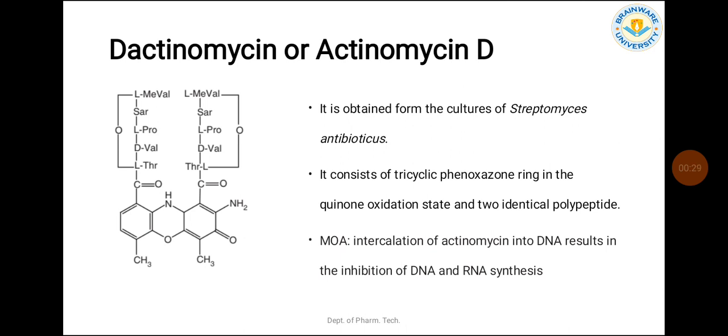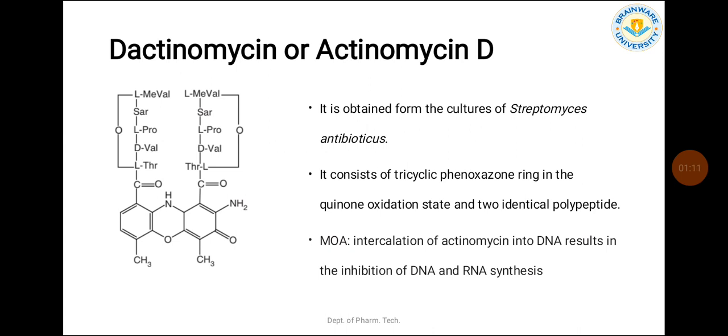First of all, we are coming to the drug known as dactinomycin or actinomycin D. It is a drug obtained from the cultures of Streptomyces antibioticus. It consists of a tricyclic phenoxazine ring in the quinone oxidation state and two identical polypeptides, with L-methylvaline and a series of amino acids: serine, proline, valine, and L-threonine. The two polypeptides are joined together with the tricyclic phenoxazone. See, the cyclic rings are there, containing phenyl and oxazone, because oxygen and nitrogen are present in between the cycle.